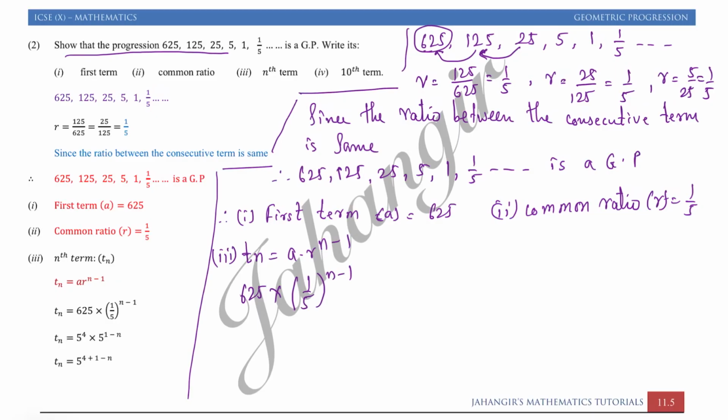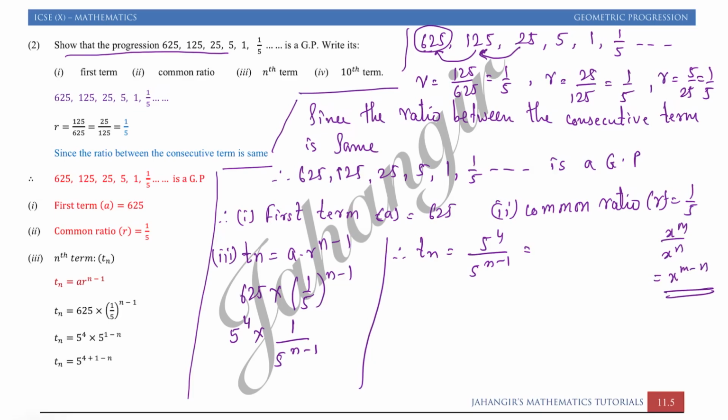So here what I will do, I will write 625 as 5 raised to 4 into 1 upon 5 raised to n minus 1. So therefore Tn I can write as 5 raised to 4 divided by 5 raised to n minus 1. As we know, x raised to m upon x raised to n is x raised to m minus n, indices rule. So we can take 5 raised to 4 minus n minus 1. So therefore I can write Tn is equal to 5 raised to 4 minus n plus 1, that is 5 raised to 5 minus n.